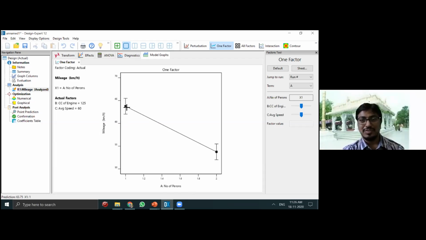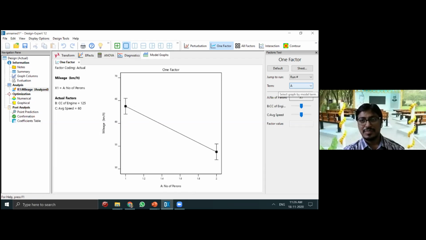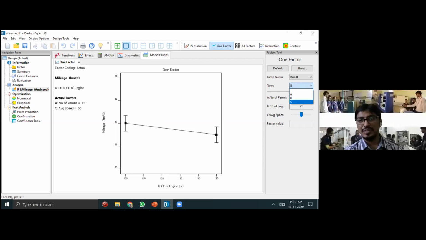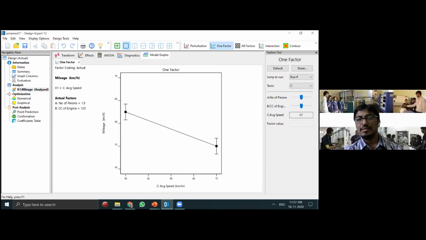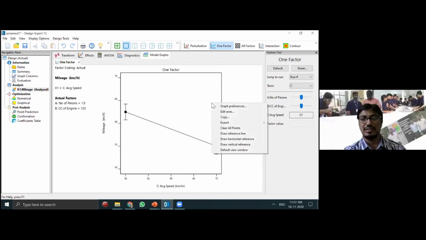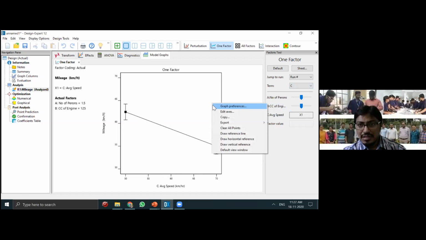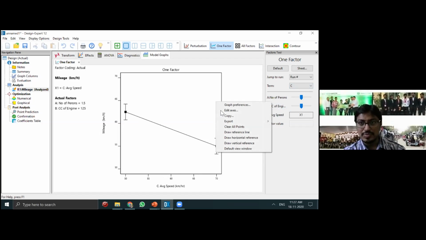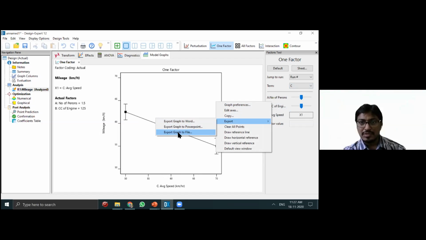Then I will change the condition and go for B, CC of engine. So this is the graph for CC of engine. Then I'll change the term here again, that is average speed. If I want to individually download this, just right click on the graph, and we should see export here. We have this export. Just export to a file.